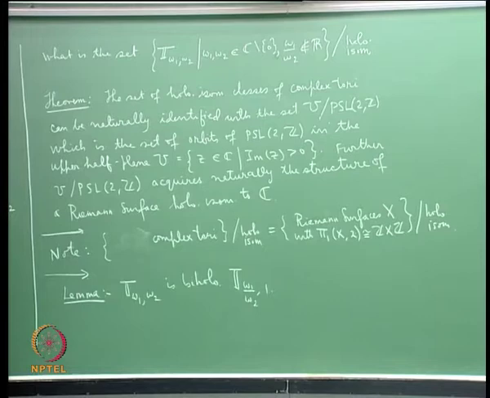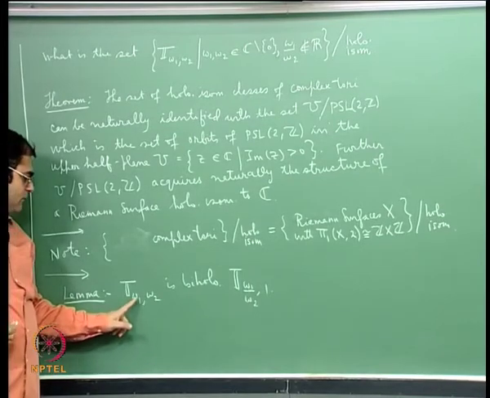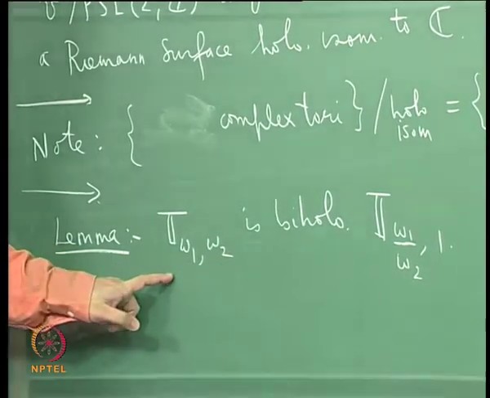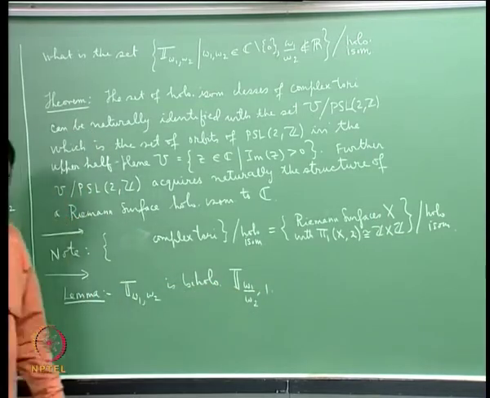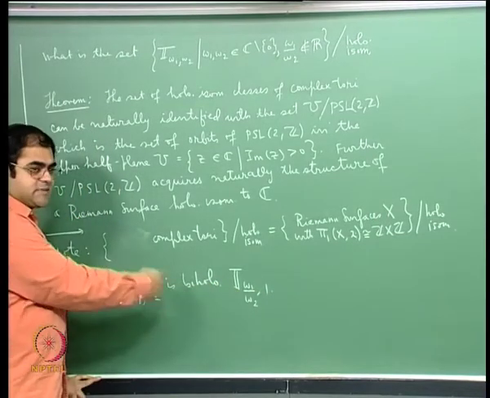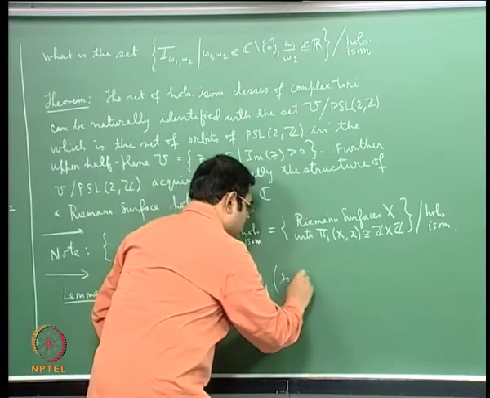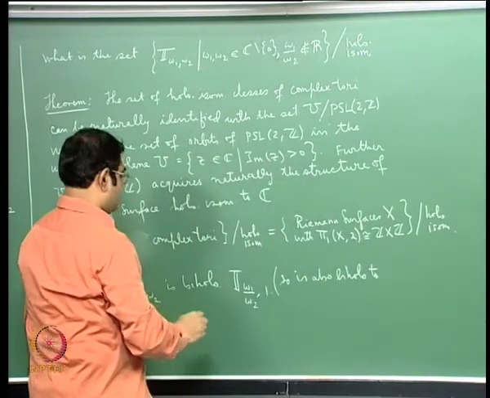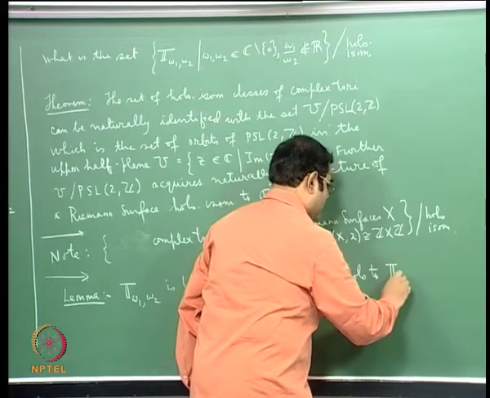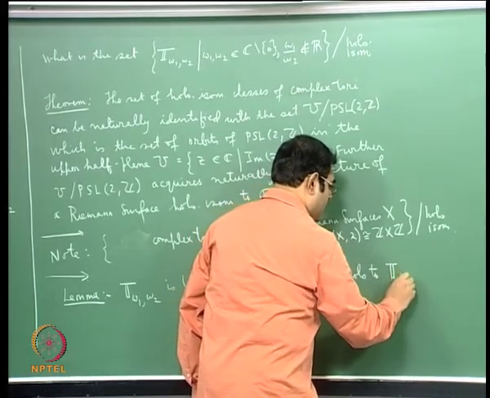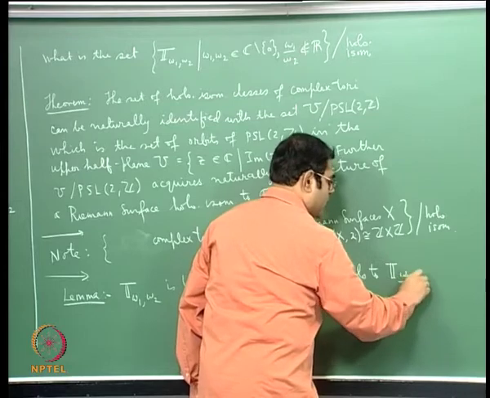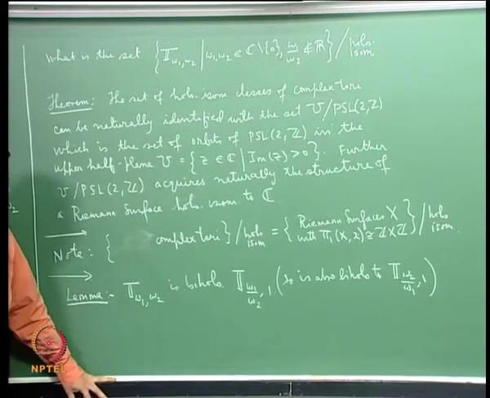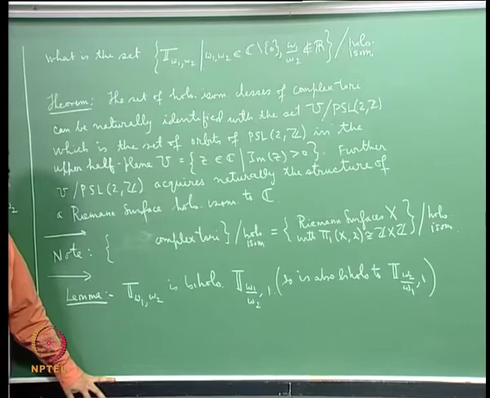Which means I literally have these two complex numbers, I divide throughout by omega 2, so the second one becomes 1, the first one becomes omega 1 by omega 2. And in the same vein, it is also biholomorphic to the torus T of omega 2 by omega 1 comma 1. Of course I could have divided by omega 1, right.